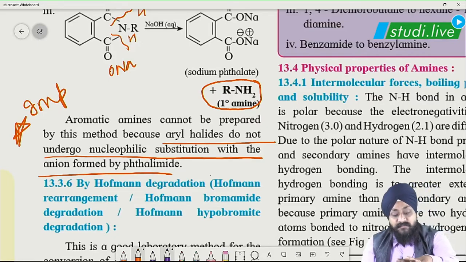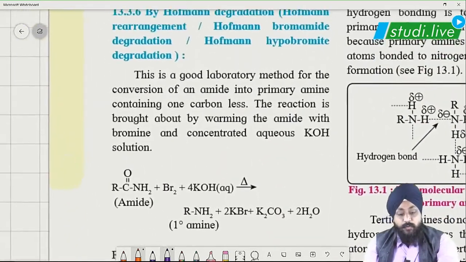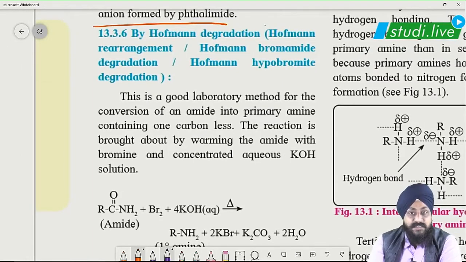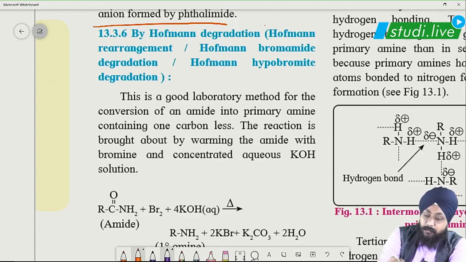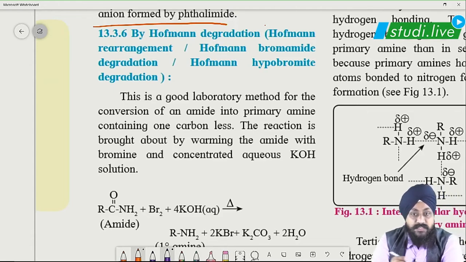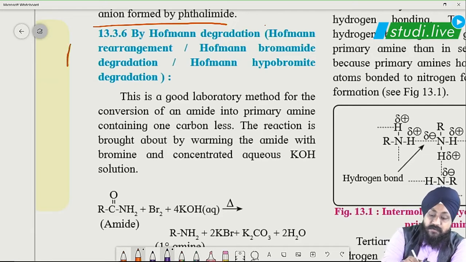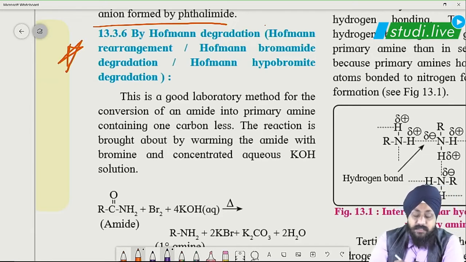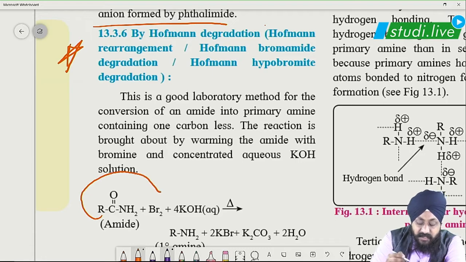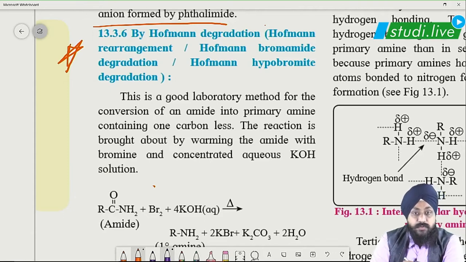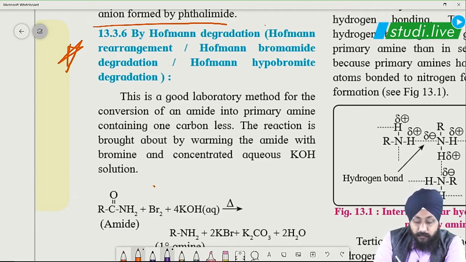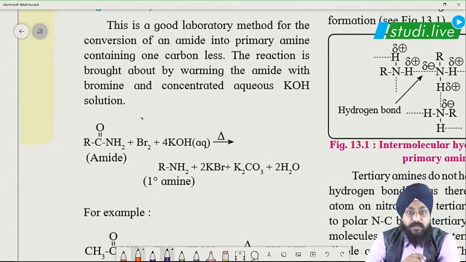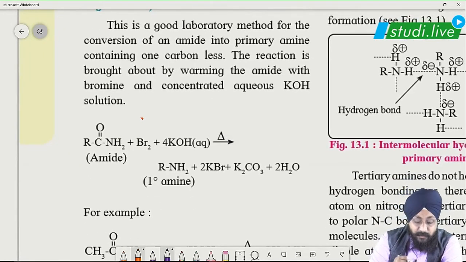Now students, another very important method which I am going to talk about over here is Hofmann degradation. Okay, Hofmann degradation, which is also known as Hofmann rearrangement. It is also known as Hofmann bromamide degradation, or you may say Hofmann hypobromamide degradation. So there are various names for this particular reaction. Students, here what happens, when you take amide over here, you treat it with what? Bromine in alkali, so there will be a rearrangement reaction.